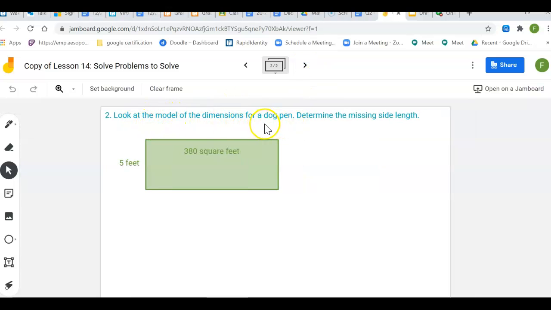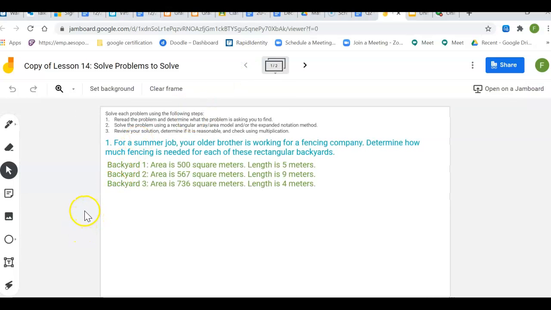Okay, so I'm going to go to the second one and read that one. Look at the model of the dimensions for a dog pen. Determine the missing side length. So this is considered a dog pen. This is 5 feet on this side. It's going to be the width. And 380 square feet is going to be the actual area. So you're trying to determine the missing side length, and it's going to be what number goes up here. So what's the actual length for this? And go back to the first one. So we'll go ahead and pause our video, and I want you to go in and work on these for a few minutes, and we'll come back and revisit them. But you work on them independently for a few minutes.